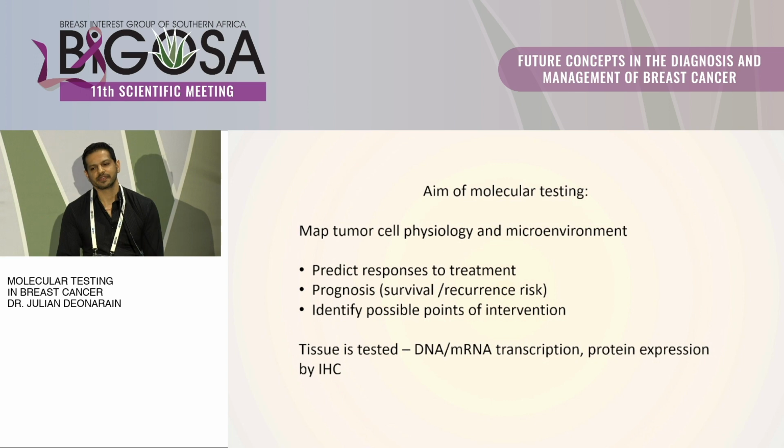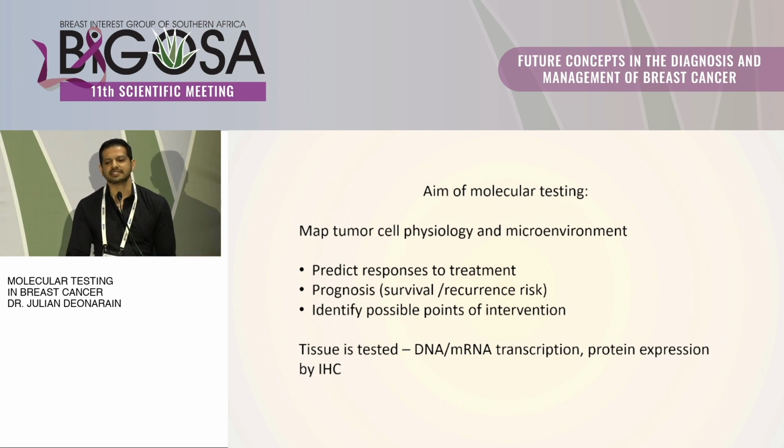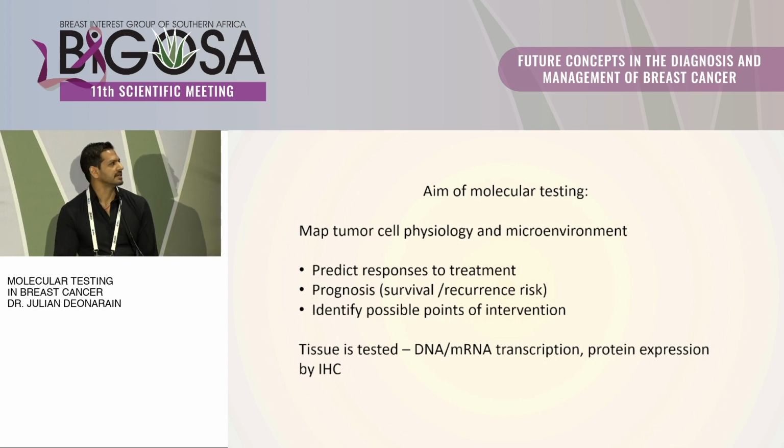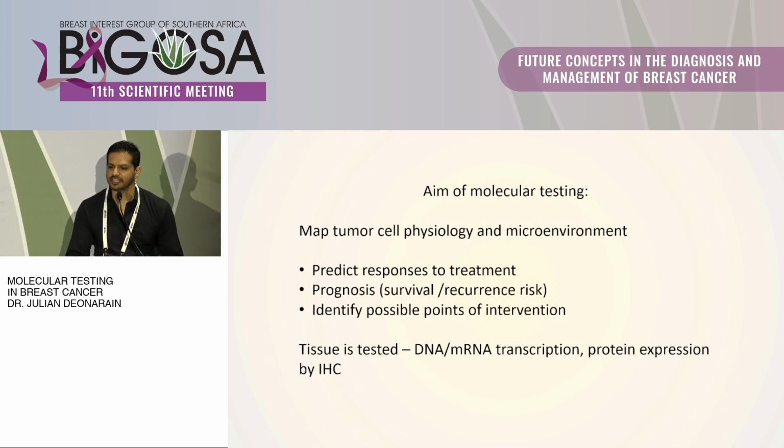of normal stimuli. So when we are doing molecular testing, we are aiming to map the tumor cell physiology and microenvironment. And we do this to, as we all know, predict responses to treatment, to analyze the data and check whether it is prognostically significant, and also to identify possible types of intervention. What we look for is a broad range of markers which lead into those hallmarks. So we can sequence DNA using next generation sequencing.